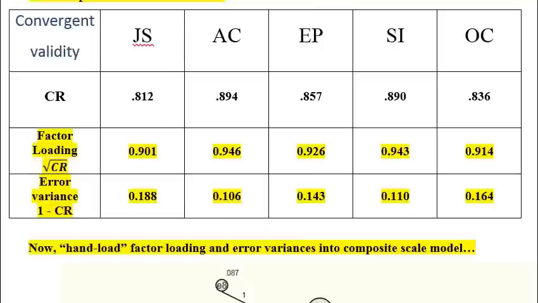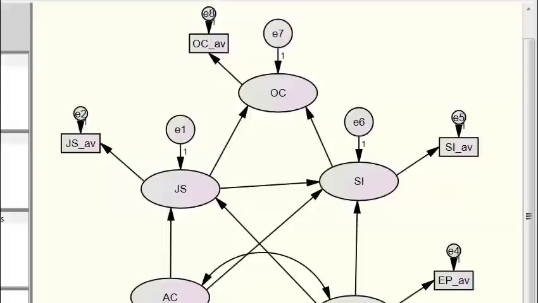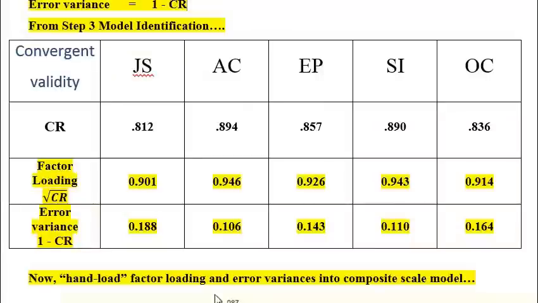Here are the CR values from an earlier part of this problem, and with them we find the factor loadings and the error variances of each one of the constructs. We just took the square root of each CR here, and then subtracted the CR from 1 here. Now we're going to hand load these values back into AMOS. These arrows going from the ovals to the rectangles, the items, are the factor loading arrows, and the error term is right here. This is the error variance. So we're going to substitute all the factor loadings and all the error variances for the constructs. I'm just going to do one or two of them to make this a short video. For JS, it's 0.901 and 0.188.